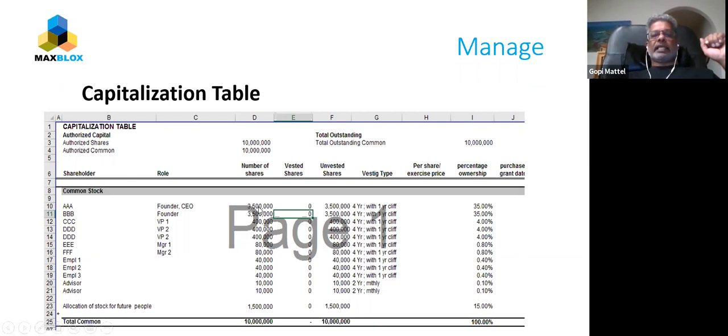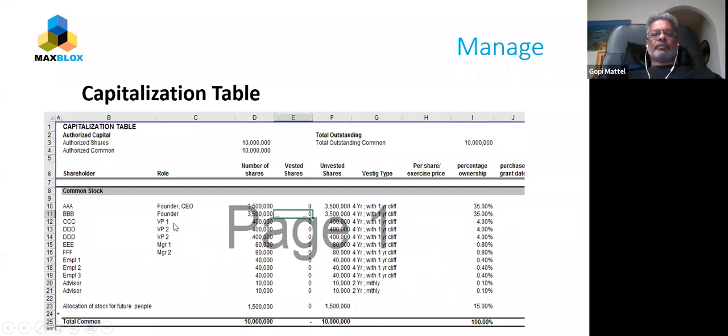Founder CEO has X amount of shares, okay? And out of the total issued shares, he will have 35, maybe the math seems wrong here. This is the future people. I'm sorry, I made an error. This is all allocated. Everything is allocated, all 10 million, okay? So I'll explain that. Founder CEO has 3.5 million shares, and so he gets 35%. The other founder gets another 35%, okay?